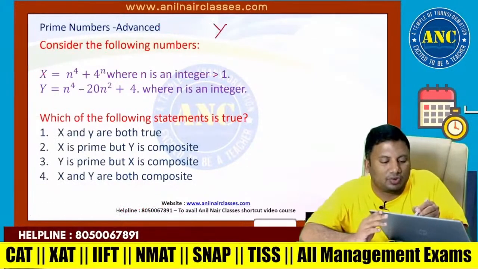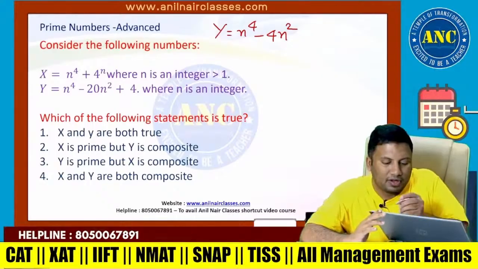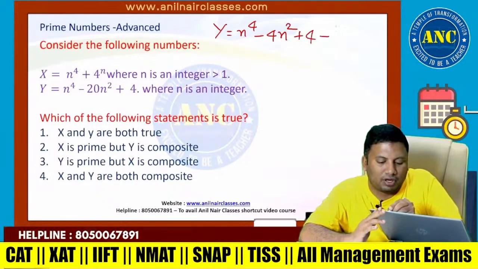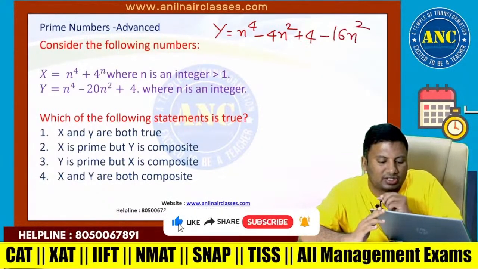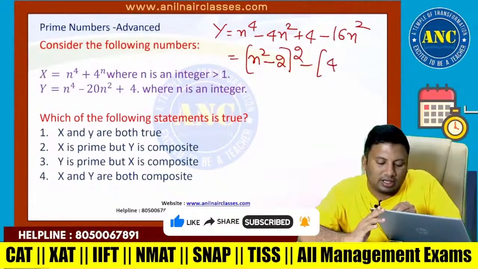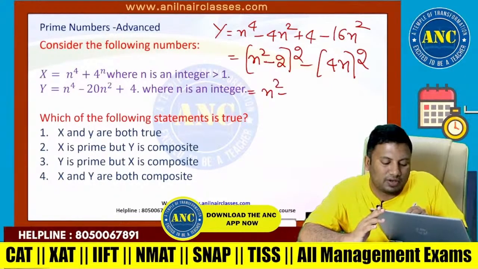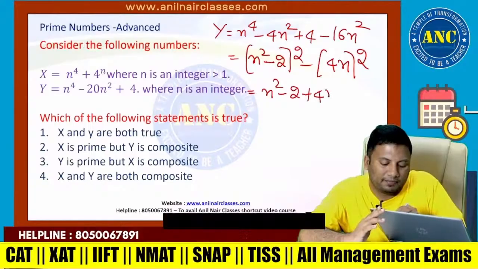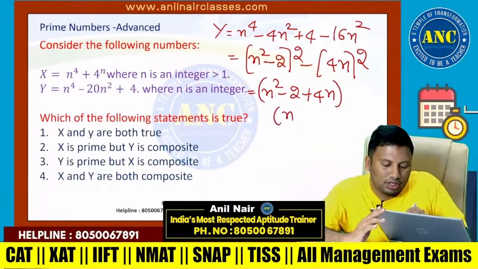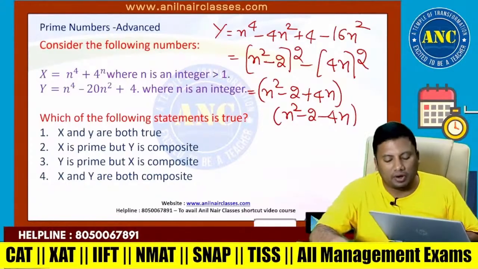Y equivalent to... Don't get tensed if you see this kind of question. Minus 4n square plus 4 minus 16n square. These are nothing but (n square minus 2) whole square, and this is (4n) whole square. A square minus b square is (a plus b) into (a minus b). I hope it is clear.